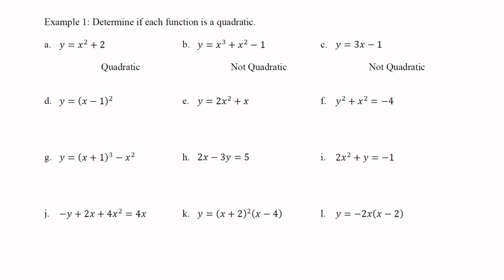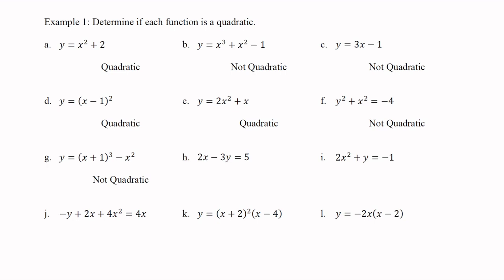For d, we have the quantity x minus 1 squared. So if we were to multiply this out, we would end up with an x squared term, so this is quadratic. E has an x squared term, so that is quadratic. F has an x squared term, but it also has a y squared term, and you cannot have a y squared term, so that's not quadratic. For G, we have an x squared term, but you also notice that we are cubing a binomial, which means we're going to end up with an x cubed term somewhere, so this is not quadratic.